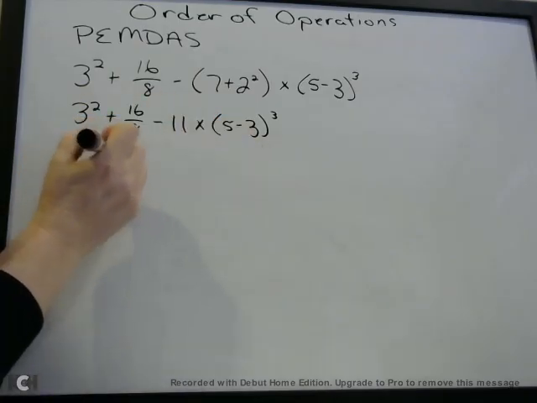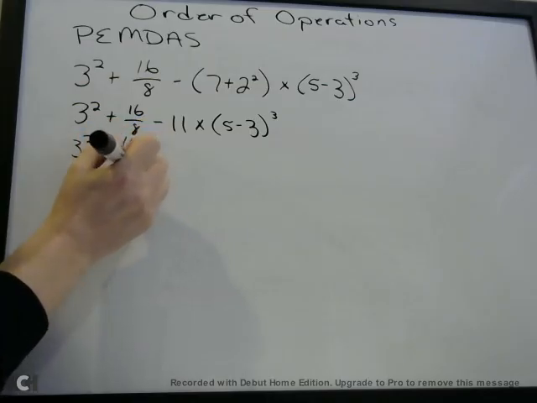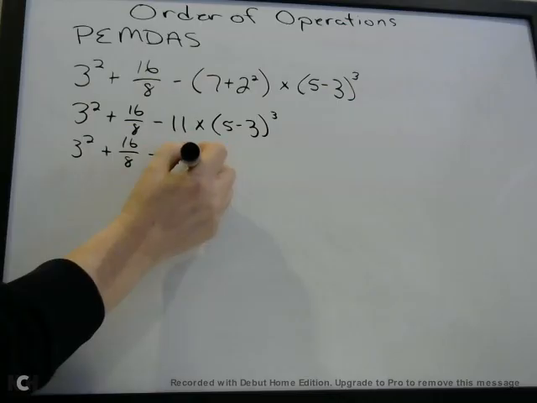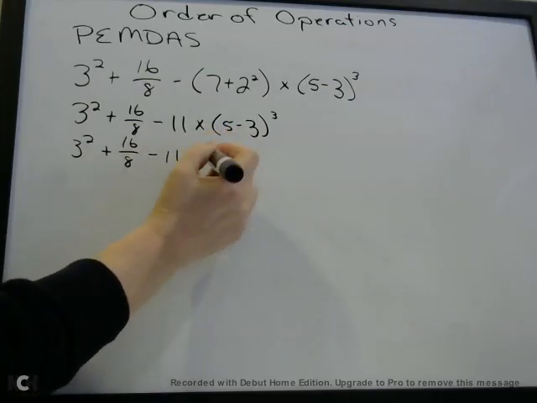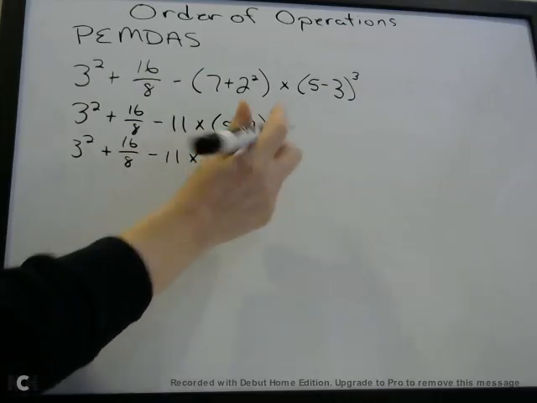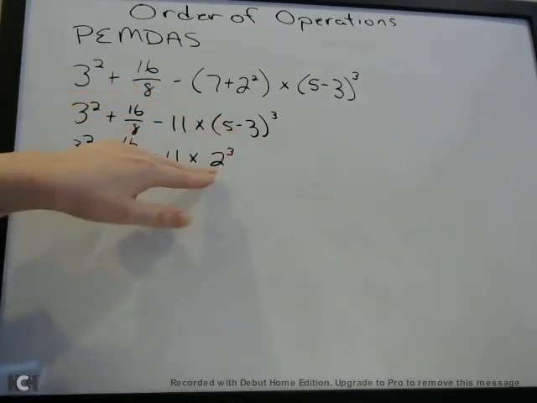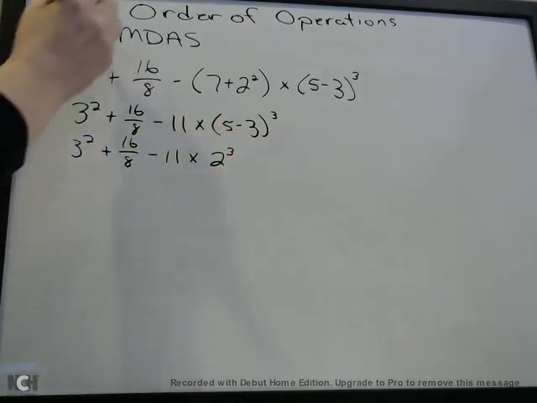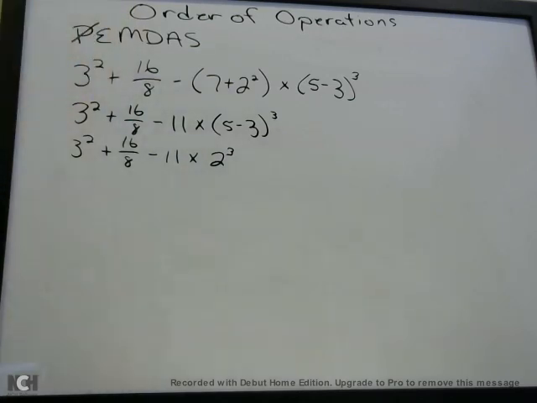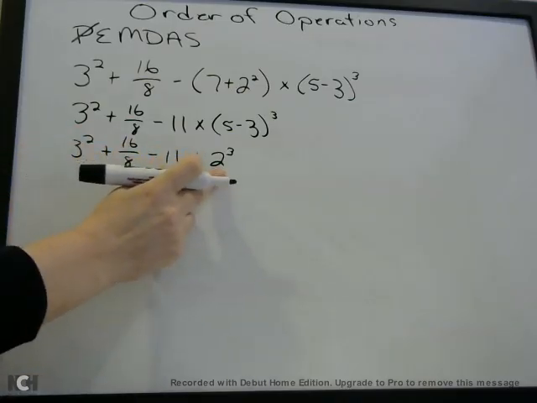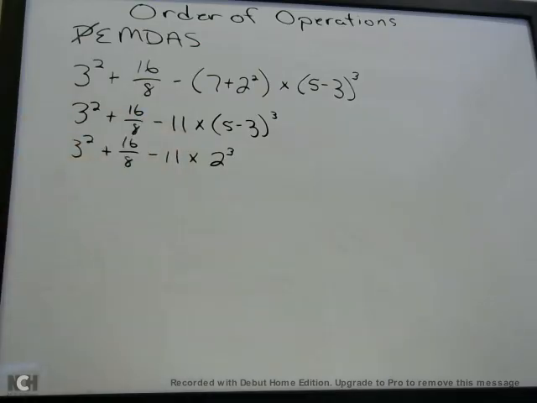So I'm going to rewrite everything. Notice I'm just recopying this down, but I don't want to get confused. 5 minus 3 is 2. We knew that, but remember you have to keep the exponent on there. So we did 5 minus 3 is 2. So now we've done all of the parentheses. We're done with parentheses. Now we're left with this expression, 3 squared plus 16 divided by 8 minus 11 times 2 cubed.